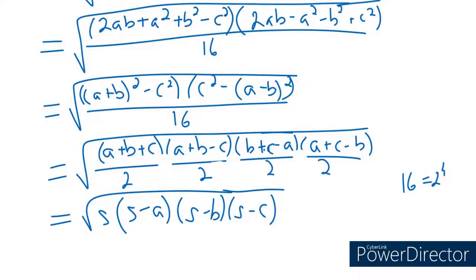And how I'm getting this is that a plus b plus c over 2 is going to equal your semi-perimeter. Now, out of that semi-perimeter, you're subtracting the a, b, or c out in each of the three cases. So when you do that, you're getting this as a result. So that is the proof for Heron's formula.